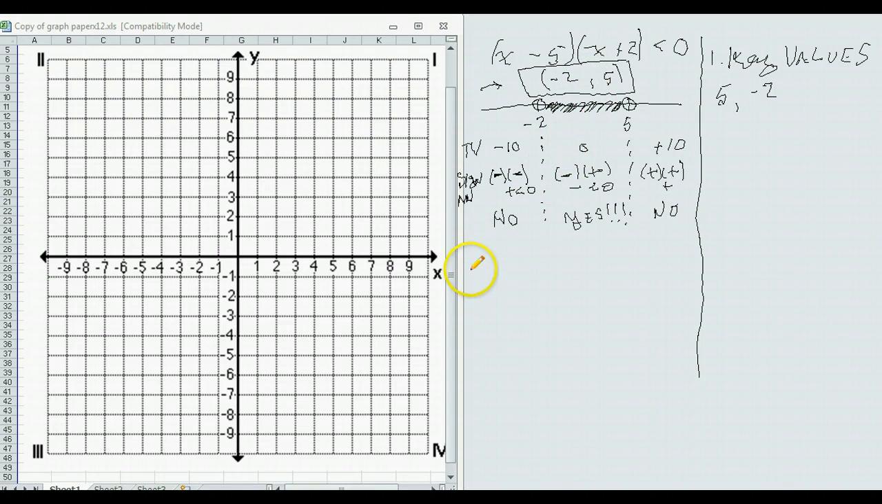So on the bottom, the solution to my inequality problem is, and then I would put open interval 2, comma, 5, open interval. Is that okay? Is everybody okay with that?